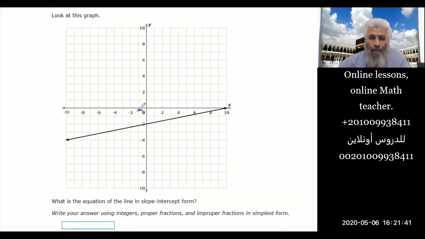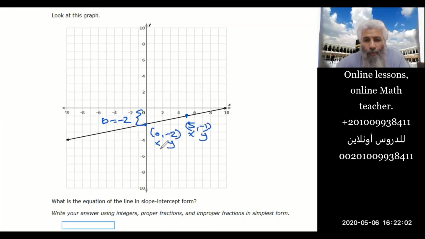Again, this is b, which is b equals -2. And slope, we can start from this point. This is (0, -2). And the other point, exactly, I think this point is (5, -1). This is x1, y1, x2, y2. Slope, we can calculate it. Rise is 1, divided by run, which is 1, 2, 3, 4, 5. This is the slope, 1/5.